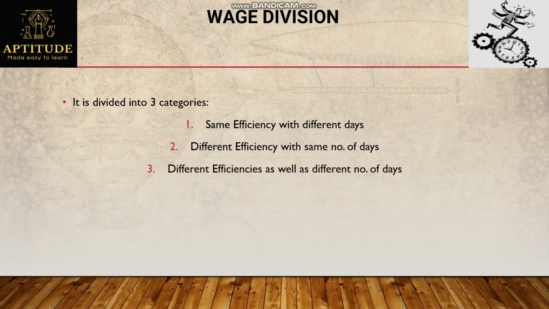Third category, different efficiencies as well as different number of days. Like persons working with different efficiencies with different number of days. Consider the same example. I can eat 2 chocolates per day. My friend can eat 5 chocolates, and we'll be working different number of days. I'm working 10 days. My friend is working for 3 days. Another person works for 5 days. Like that, we'll be working. So there also salaries will be divided differently. So these three different types of categories we are going to discuss in this video with the basic problems. So let's see what these three different categories are and how to solve them.